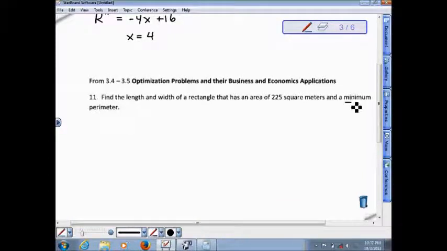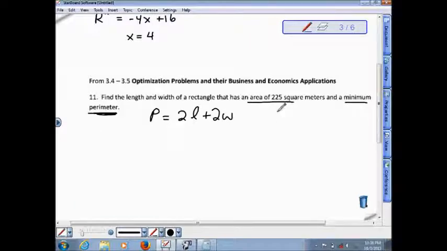So what we're trying to optimize here is the perimeter. So the perimeter formula for a rectangle is 2L plus 2W. Now to optimize, or to minimize or maximize any function, we take the derivative. The problem is this is not a function of one variable, this is a function of length and width, which is really going to complicate things. So what we need is a secondary equation.